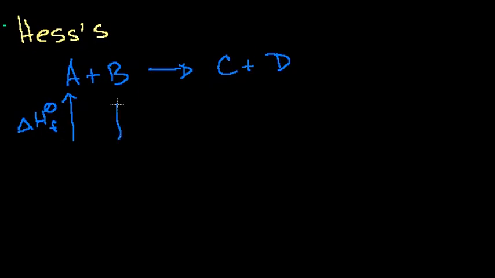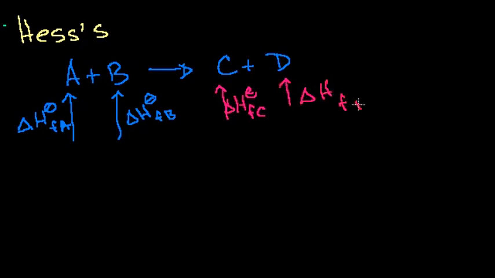And then we have the heat of formation of B, the heat of formation of C, which is a change in enthalpy, and then the heat of formation for D. So all of these things we can look up in a table, right? And we'll do that in a second.